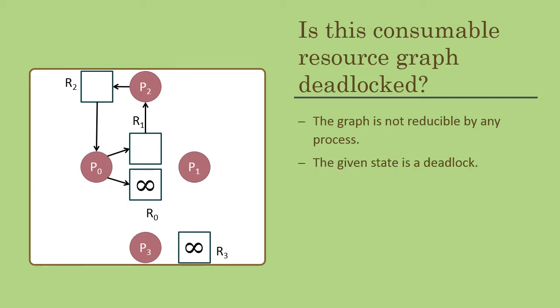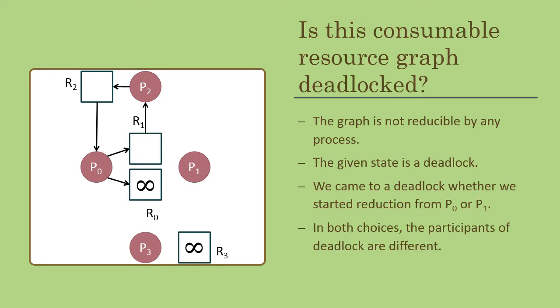The given state is a deadlock, and the participants of the deadlock are the processes P0 and P2 over resources R2 and R1. We came to a deadlock whether we started reduction from P0 or P1. In both choices, the participants of the deadlock are different.